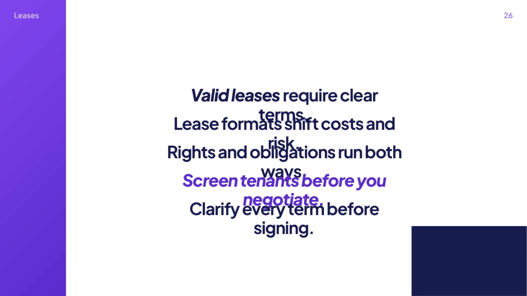This clarity helps prevent misunderstandings down the line. Next, it's important to recognize that the way a lease is structured can shift costs and risks between the landlord and tenant, so always pay attention to those details. Another key idea is that rights and obligations apply to both parties, meaning responsibilities are shared rather than one-sided. Before you even enter negotiations, make sure to carefully screen potential tenants to ensure they'll be a good fit. Finally, never rush. Clarify every single term of the lease before you sign anything to avoid surprises later. These principles together form the foundation of effective leases.